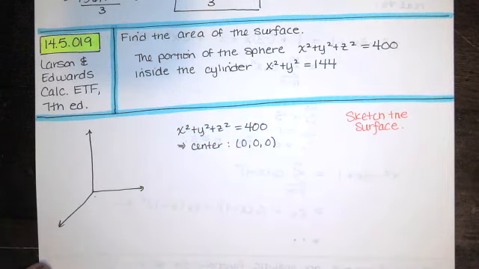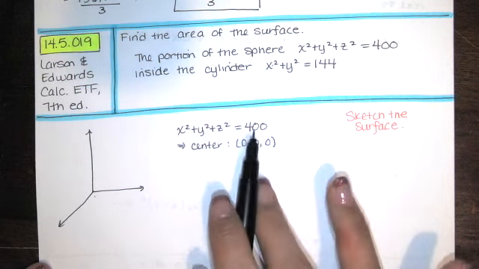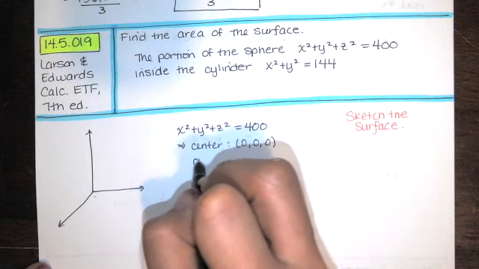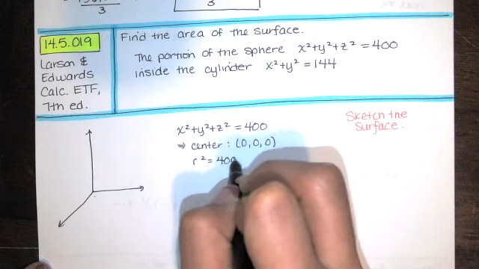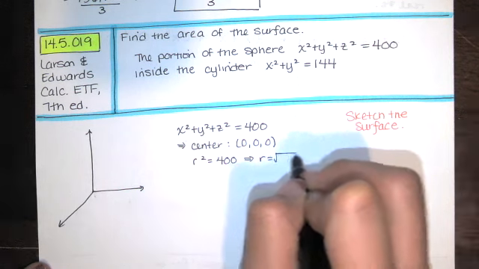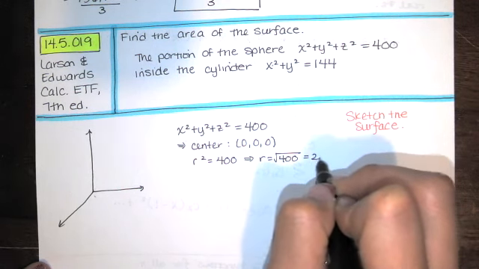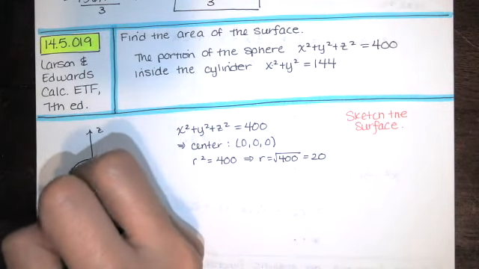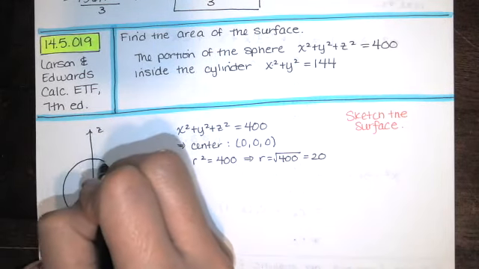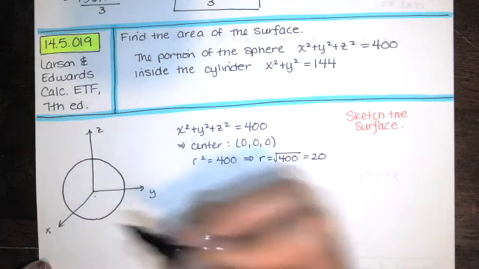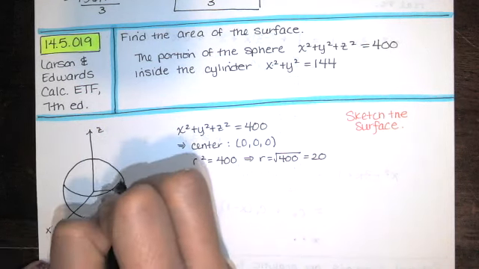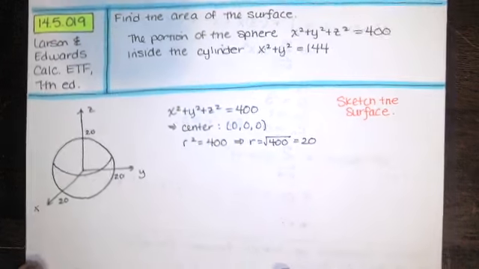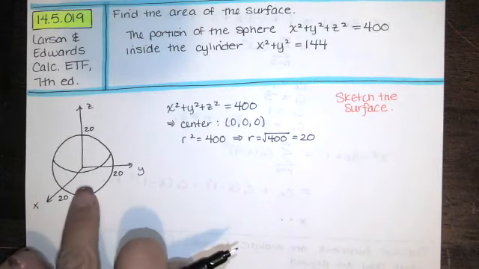And comparing this to the standard form of the equation of a sphere, the right-hand side is our radius squared. So the radius squared is 400, which means that r is the square root of 400, or 20. So we've got a sphere of radius 20 centered at the origin. I think I may have just said circle. All right, so that's what we've got.